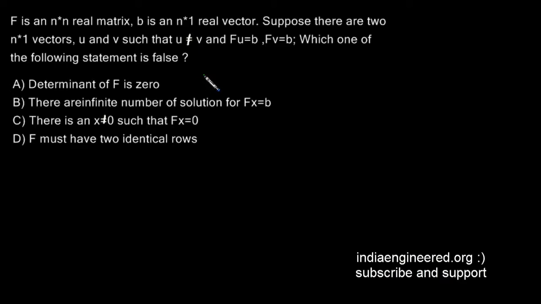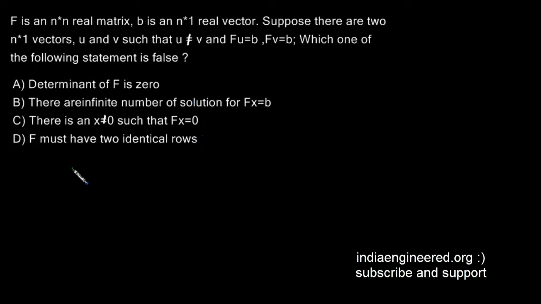It is given that the matrix F is an n by n real matrix, B is an n by 1 real vector, and it is given that Fu equal to B and Fv equal to B, but U not equal to V. Which of the following statement is false?